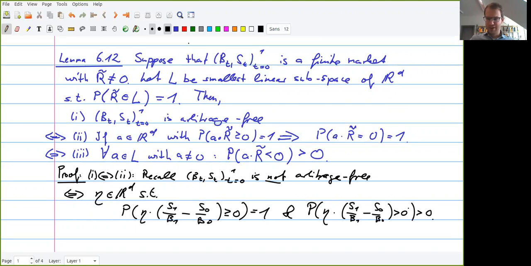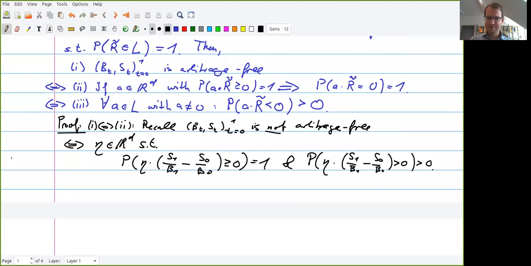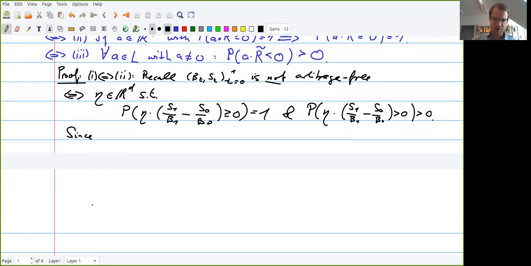So I hope you're really familiar with this, and this is an easy step for you. Otherwise, I really recommend you to go back to the notes and recall these things. Okay, so this is saying it's not arbitrage free if we have this arbitrage opportunity here. And now let me go to a new page and let's consider these expressions, or the scalar product we have here.